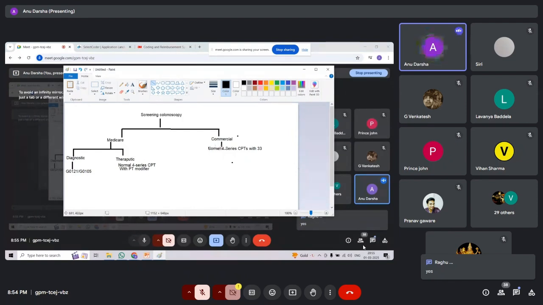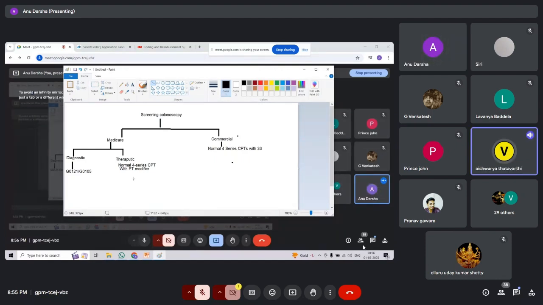Okay, so what is the necessity of applying these modifiers? Any idea? Any modifier, not just this 33 and PT I'm asking. What is the basic purpose of a modifier? What is the meaning of appending a modifier? Giving additional information. Very good.